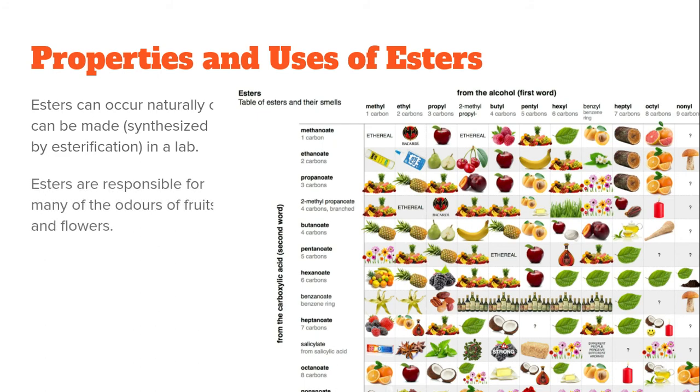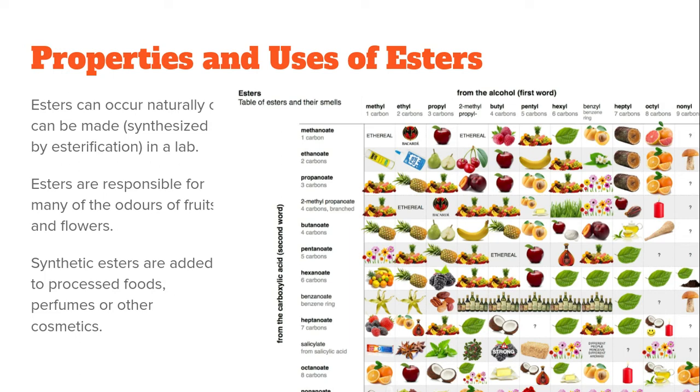Again, esters are responsible for many of the odors of fruits and flowers that we smell out in the world. And synthesized esters are added in processed foods, perfumes, and other cosmetics. So if you ever put on any cologne or anything like that, these are all synthetic esters that have been made in a lab. So in this note, we just talked about the properties, uses, naming, and how to actually make esters by combining alcohols and carboxylic acids. That's our chat. Thanks.